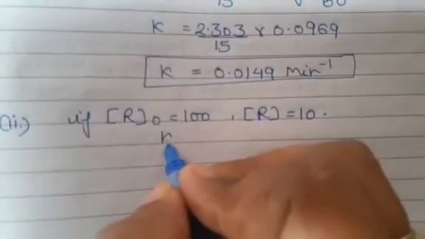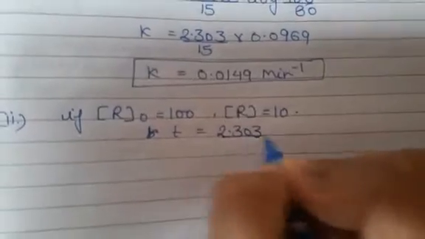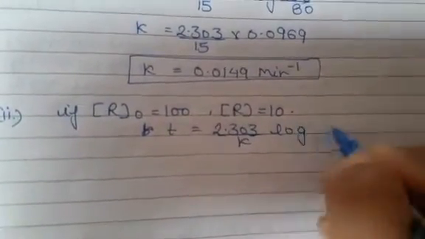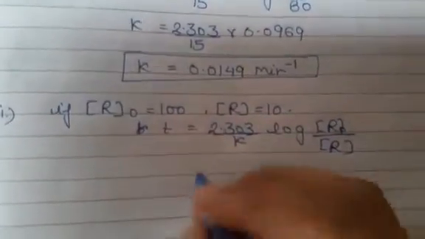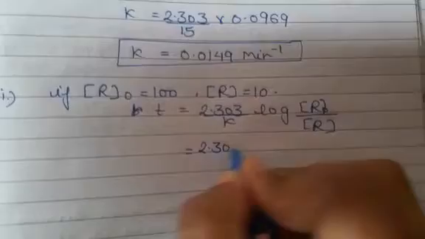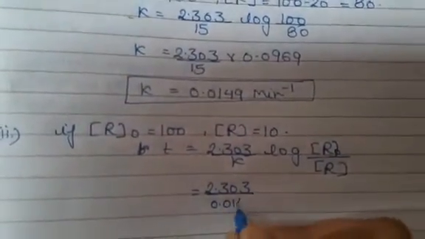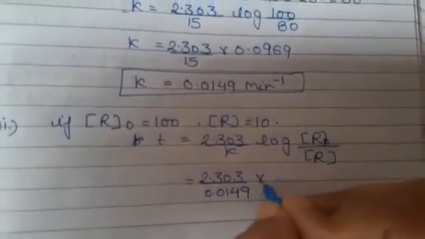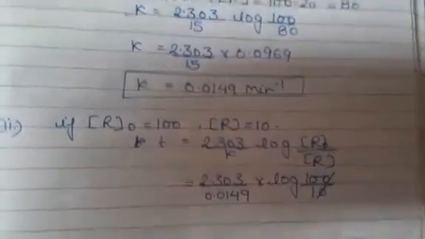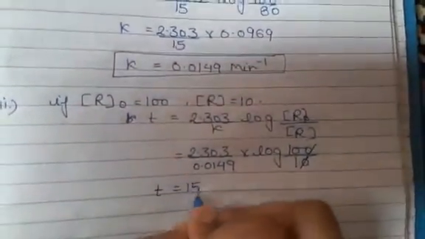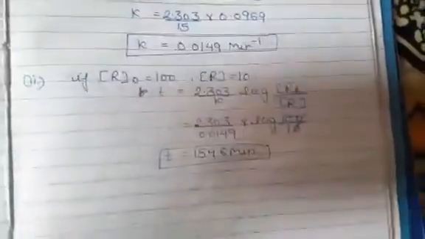It means now T equals 2.303 upon K log R naught upon R. Okay, and what is the value of K? We just calculated it: 0.0149 into log 100 by 10. Okay, so time equals 154.6 minutes. I think it is clear to all of you.